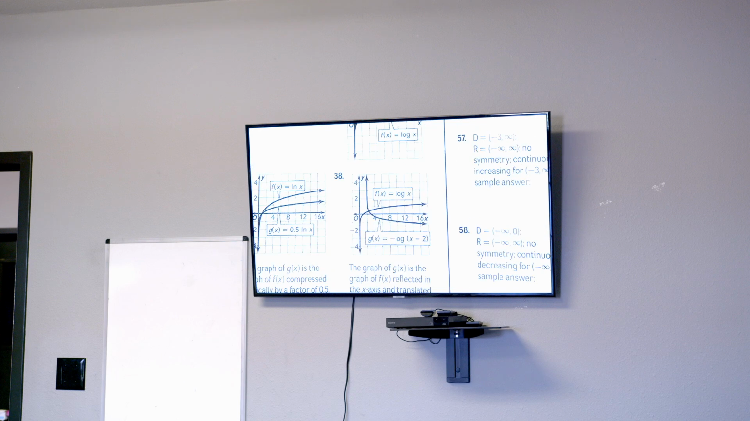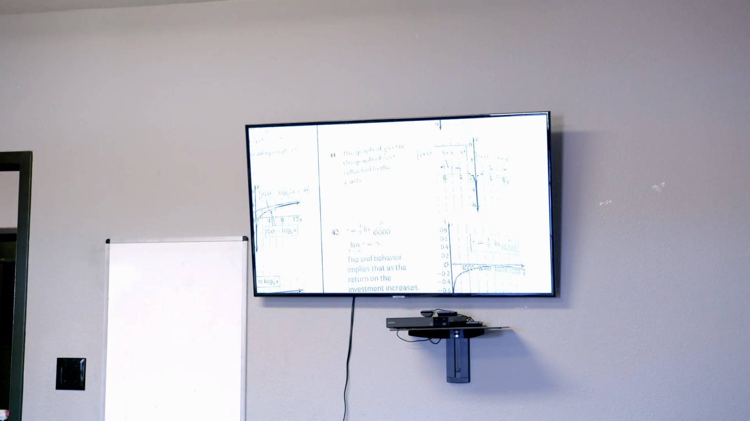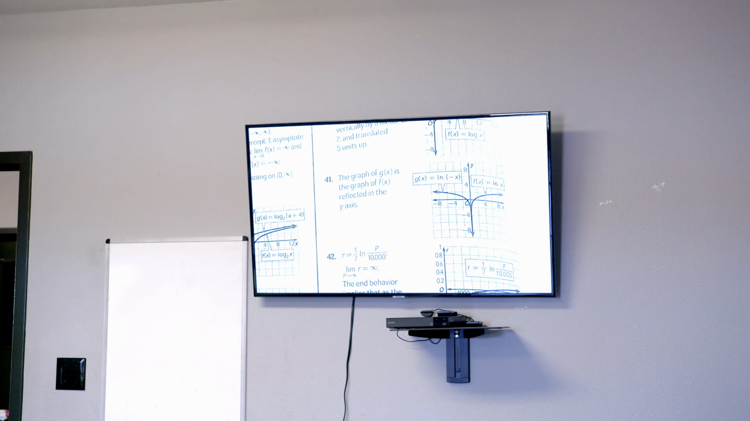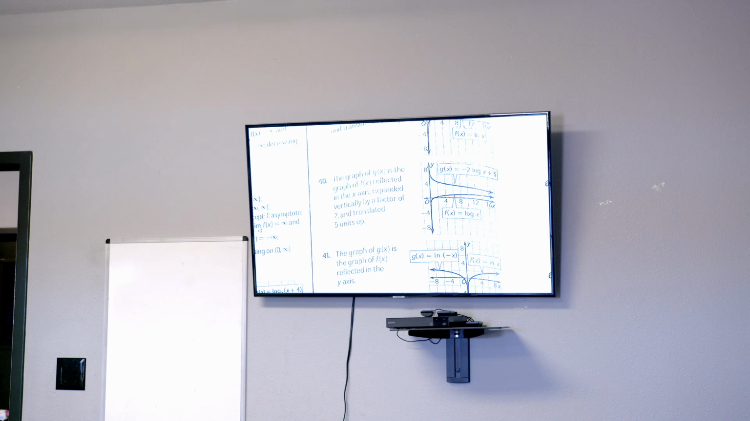And then finally, number 40 is that guy, which is g of x. Oh, you're right, thank you. G of x is f of x reflected over the x-axis and expanded vertically by a factor of 2 and translated up 5. Wait, let me take a picture of that real quick.